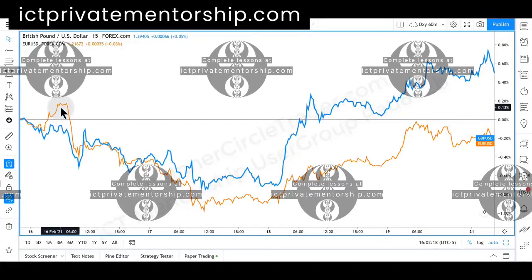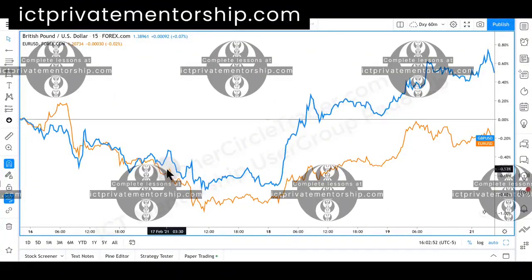So SMT is highlighting a crack in correlation, because in a perfect world, if both of these pairs are going to go lower, and one goes higher and makes a higher high, the other one should have done that same thing, but it doesn't. So it kind of gives you an x-ray view behind price action, and it shows you that there is more interest in one currency than another. And it doesn't always translate that that's the better buy. Sometimes it does, but sometimes it doesn't.